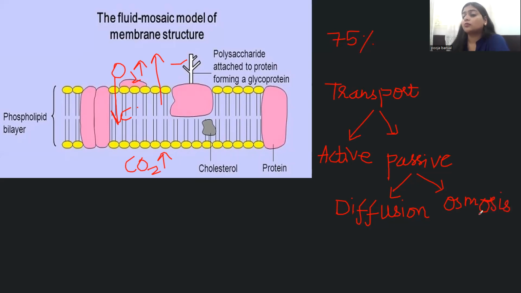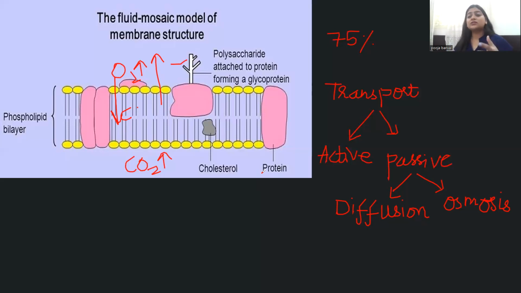Now, yes, the condition is again the same. Movement will happen from high concentration to low concentration. So if we are saying diffusion, what are we talking about in diffusion? We are talking about substances, salts, ions, glucose, amino acids, all of them. If they have to come in, their concentration needs to be higher outside the cell. So they will move slowly and gradually, that is passively, inside the cell by the process of diffusion.